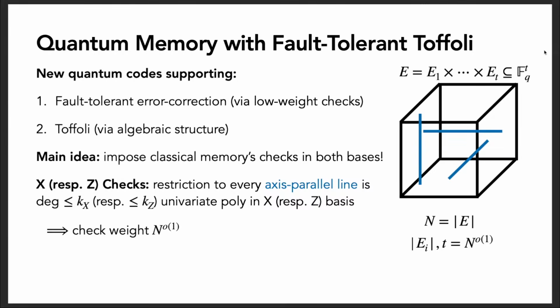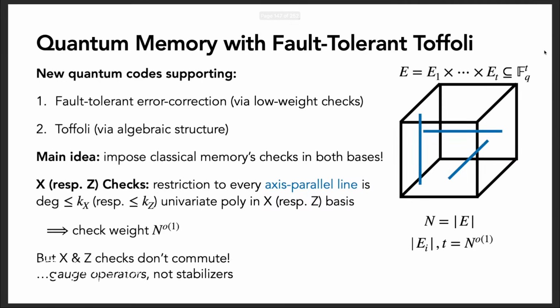And so with these check weights, just like in the classical case, the check weight is subpolynomial. But these checks don't commute, which I guess if you were trying to make good quantum LDPC codes, this would be a deal breaker. But for us, we just want a good quantum memory, so we're just going to say that's fine. The technical term for this is that we call them gauge operators instead of stabilizers. So just non-commuting checks for our code.